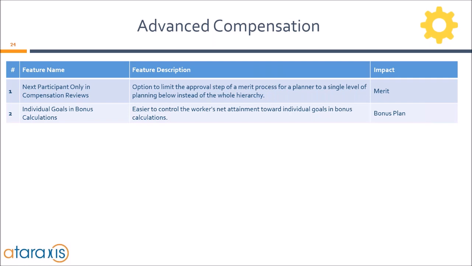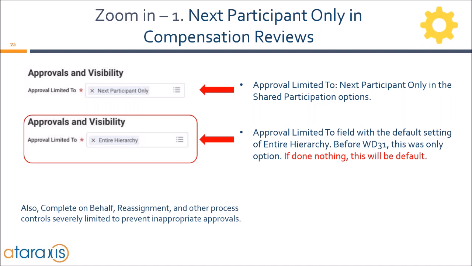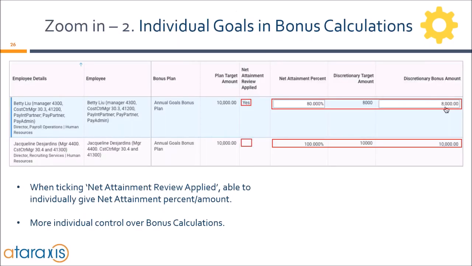Then we have advanced compensation. For the opt-ins, we have two. I also made a zoom in for two, so we can go straight to the zoom in. The first one is the next participant only in compensation reviews. So what it actually does, if you look at the screenshots, you see these two screenshots. The first one is next participant only, and the second one is entire hierarchy.